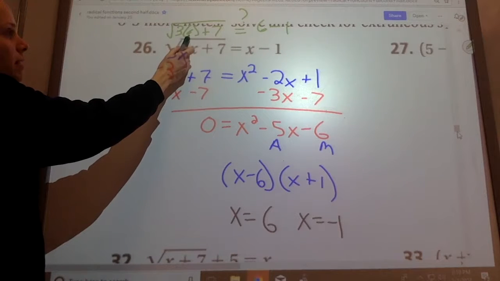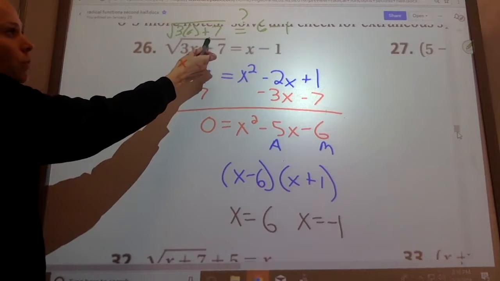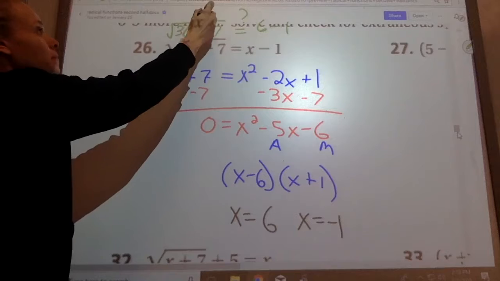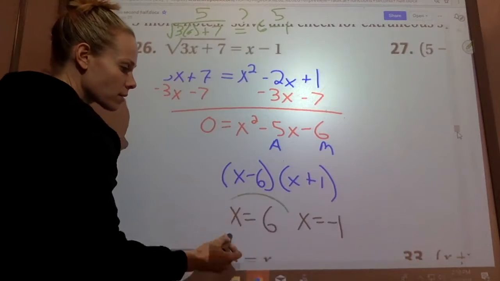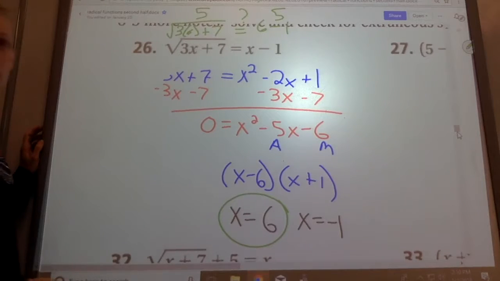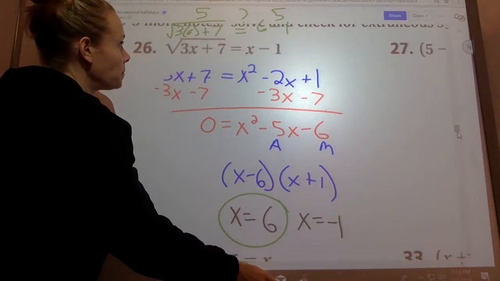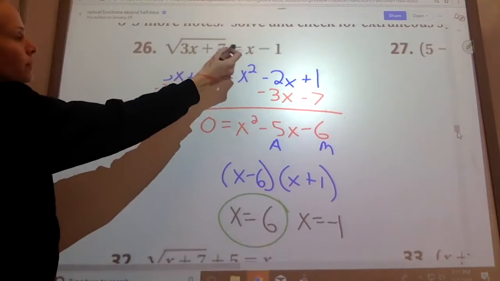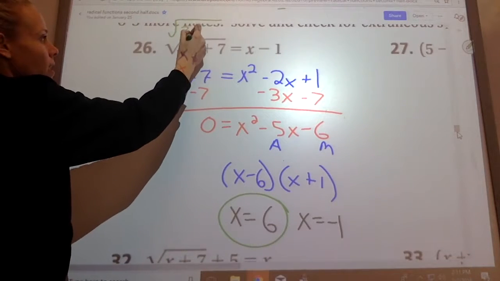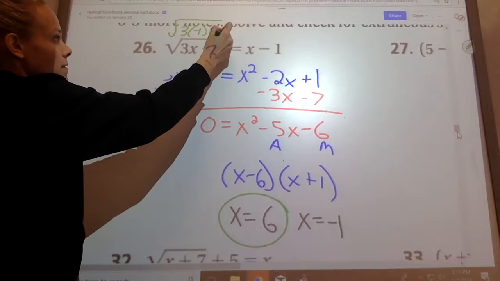So 3 times 6 is 18. 18 plus 7 is 25. What's the square root of 25? 5. What's 6 minus 1? So that one works. x = 6 works. But then I need to try negative 1. So put negative 1 in for x. 3 times negative 1 plus 7.